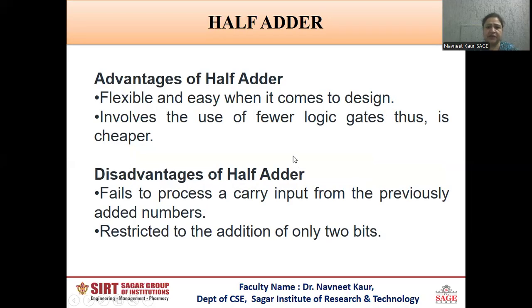Now, coming to the advantages and disadvantages of the half adder and full adder. First, we will see the half adder. The half adder is flexible and easy because it is very easy to design. It involves the use of a lesser number of logic circuits, therefore it is cheaper. The disadvantage is that it is restricted to the addition of only two input bits, and it fails to add a carry input from previously added numbers.